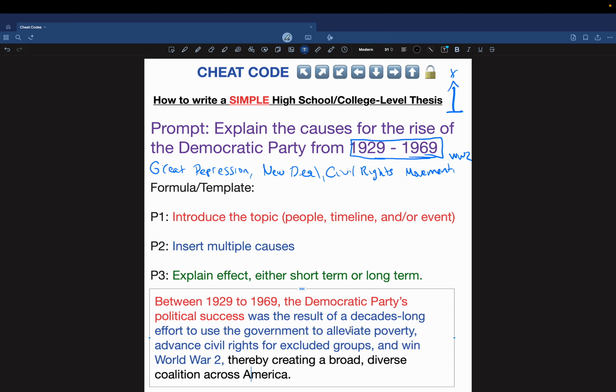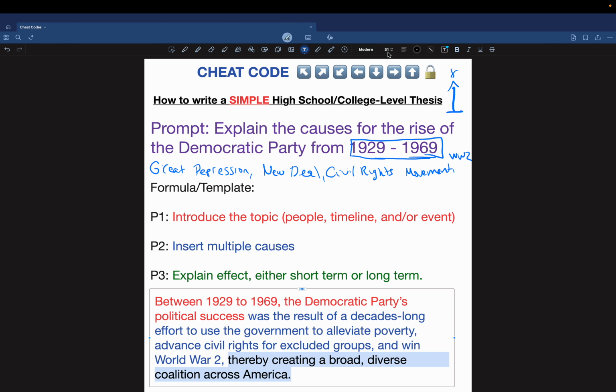So I have my cause, alleviate poverty. So I'm referencing the Great Depression and New Deal there. Advance civil rights, I threw that in. And win World War II, which was a major global victory. So what was the effect? That's part 3, thereby creating a broad, diverse coalition across America.